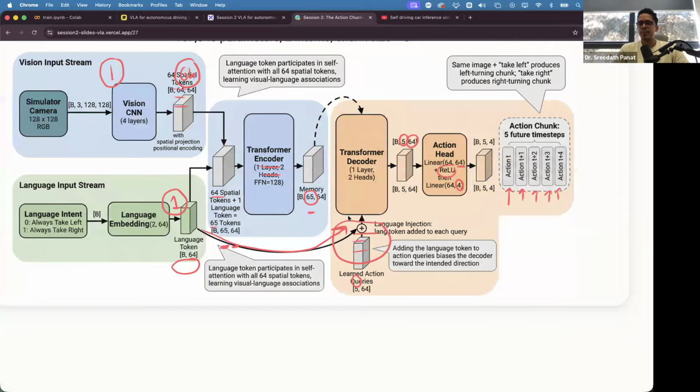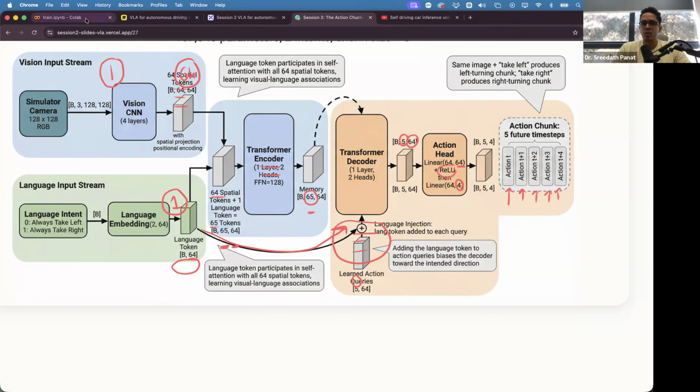So now I have a question. If the conditional variational autoencoder is also present apart from this language, where will the numbers change? In the input that goes into the transformer encoder, what will be the number of tokens if CVAE is also there? What will be the length of the tokens? Exactly, it will be 66. 64 image tokens, 1 token corresponding to the Z, which is coming from the latent space, and 1 token corresponding to language. So totally there will be 66 tokens.